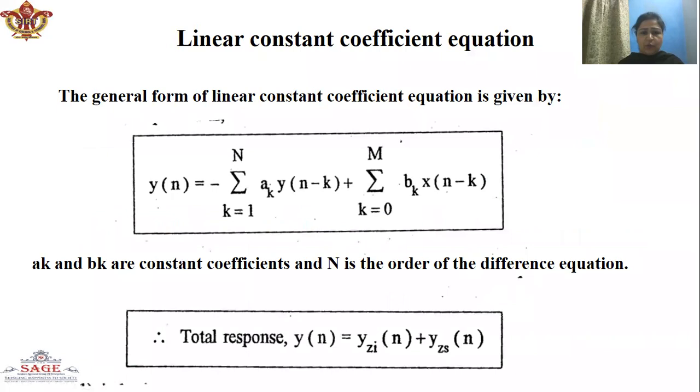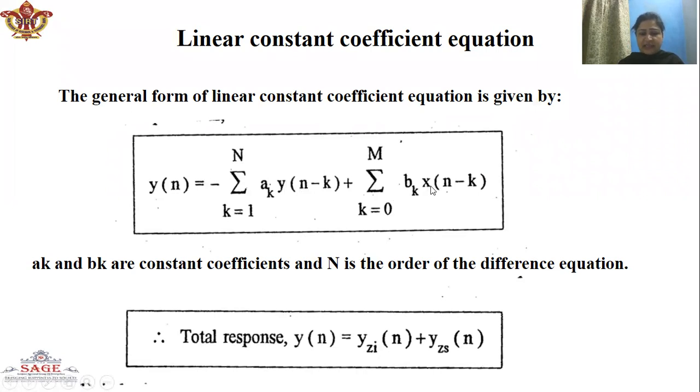Now, first we will see what a linear constant coefficient equation is. The general form of a linear constant coefficient equation is given by this expression. y(n) is the output at any particular instant n. Here we have y(n-k), where k is from 1 to N. If I put k equal to 1, I'll get y(n-1). Then k equal to 2, I'll get y(n-2), and so on. If I put k equal to N, I'll get y(n-N). That means this represents past outputs.